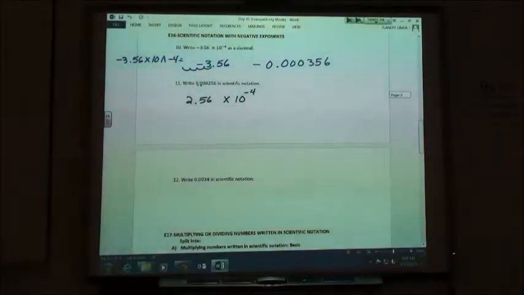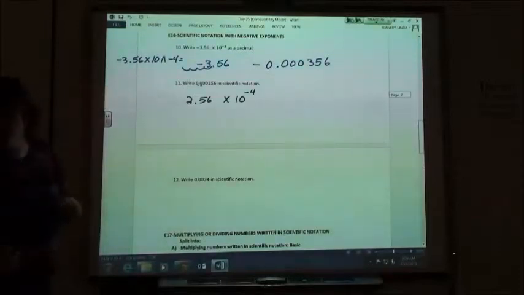We're on the chapter 4 packet, day 25. You still need the parentheses for the calculator for one, right? If you were doing a math problem, yes.